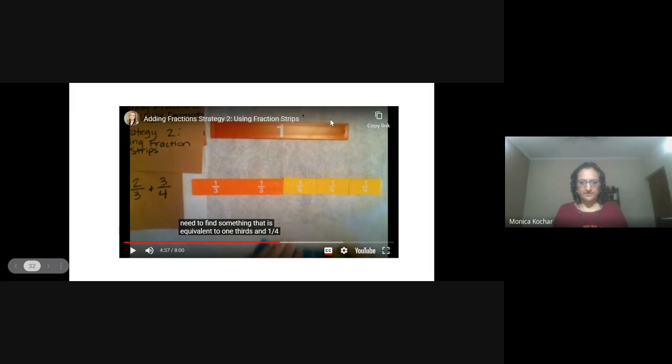So it goes on. Basically, I wanted you to have a demo of how horizontally fraction strips work, and she would find something equivalent and she would demonstrate. So this is the C part of CPA.